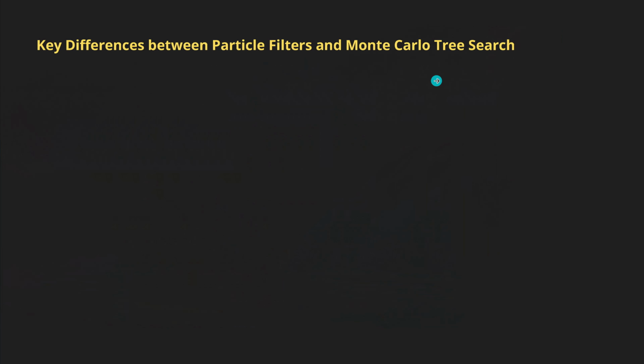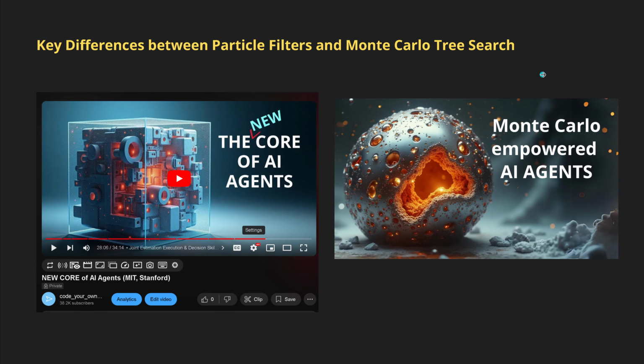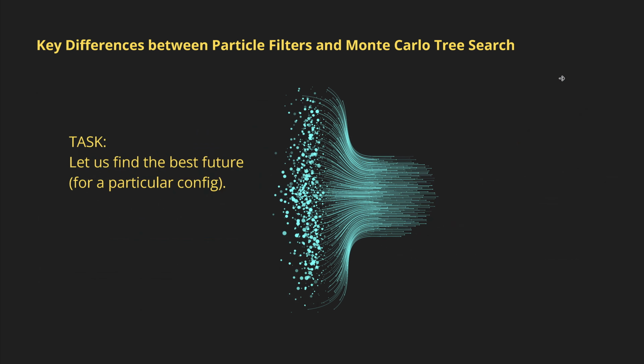Let's just jump right into the differences between a Monte Carlo Particle Filter and a Monte Carlo Tree Search. And if you say, hey, wait a second, what the hell are you talking about? Well, in my first video, we talked about the core of AI agents. In the second video, we talked about Monte Carlo empowered AI agents. And now in this third video, if you start new, never mind, we have a simple task.